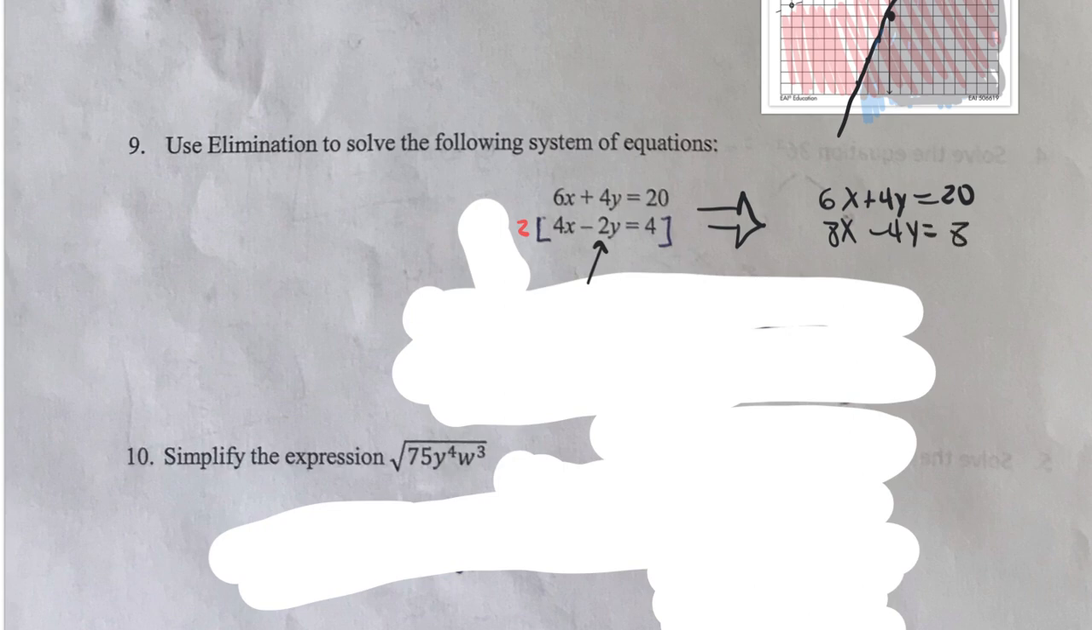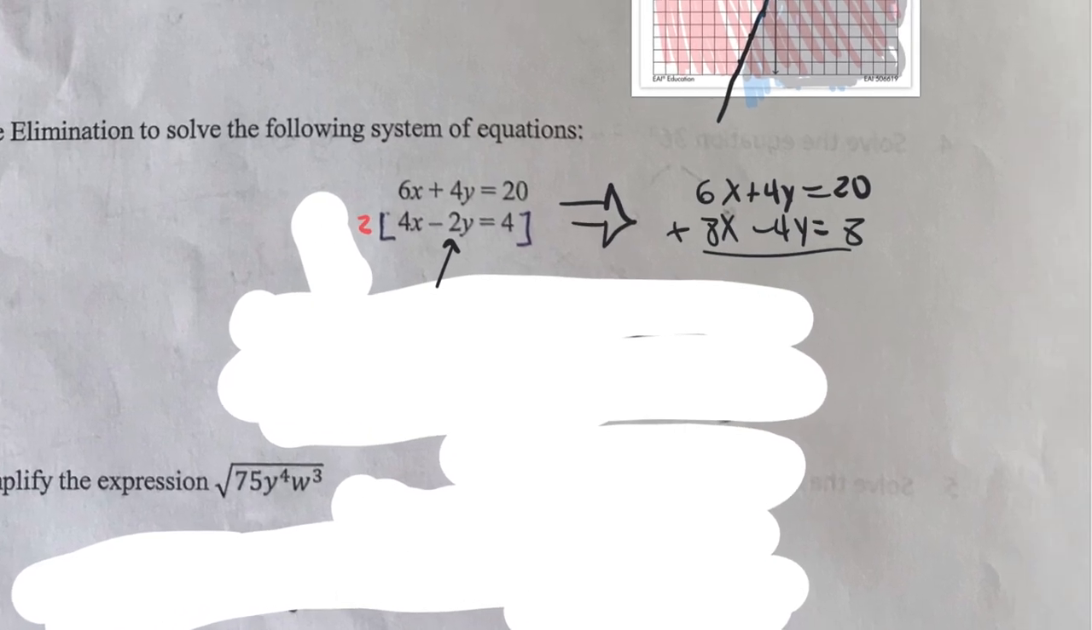And then you could add the bottom equation to the top equation. These would cancel as a result. Next thing you know, you have 14x equals 28. Dividing both sides by 14 gives you 2. So now we know that x is 2.